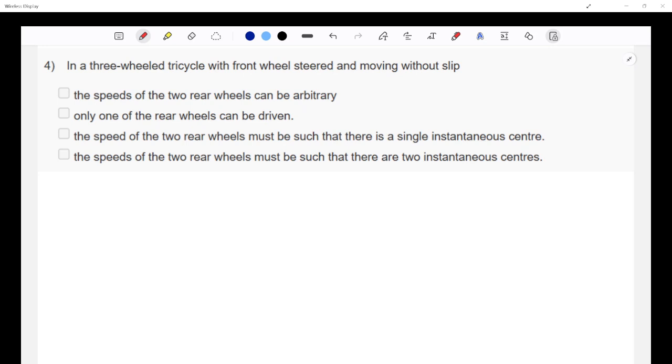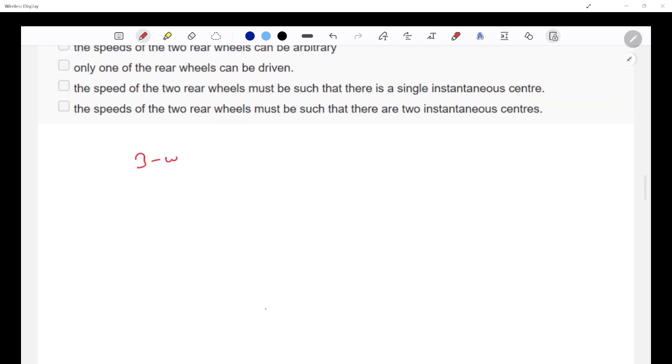Okay, so we need to understand the system. So it is a three-wheel system, right? And then it is a tricycle. So the front wheel is steered and the rear wheels are not steered, right?